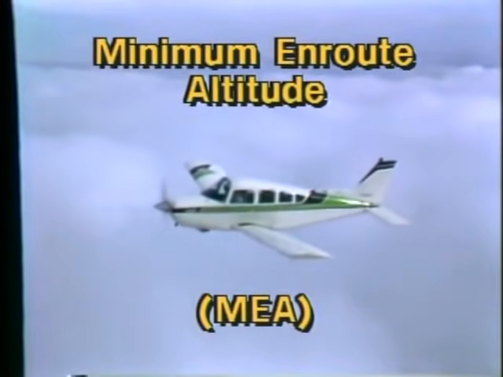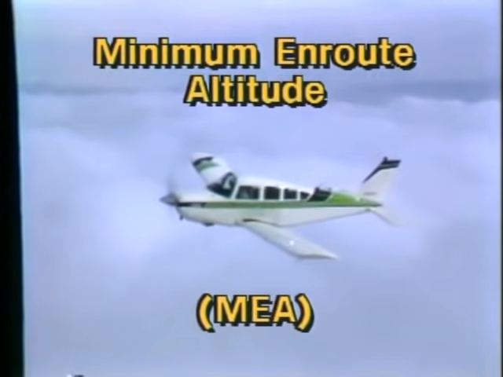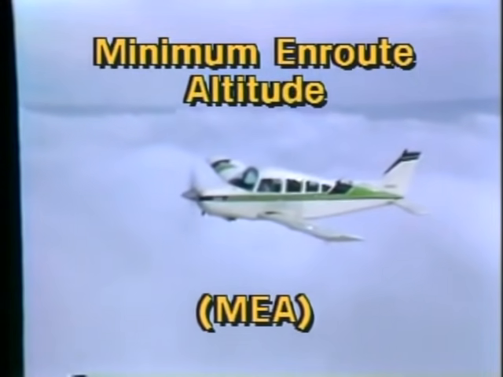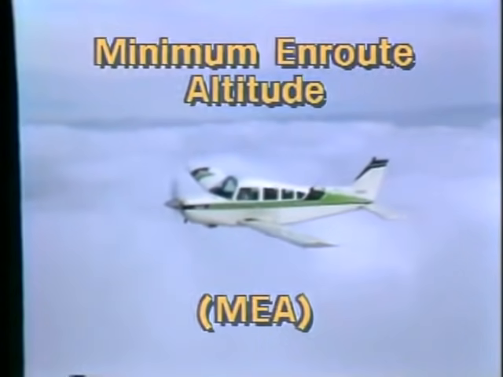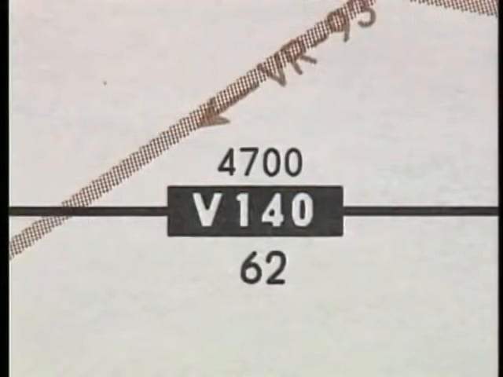Minimum en route altitude, abbreviated MEA, is the lowest altitude between radio fixes, which meets obstacle clearance requirements and assures acceptable navigation reception. In addition, you can usually expect adequate communication at the MEA, although it is not guaranteed. This altitude is listed along the airway or route segment to which it applies.